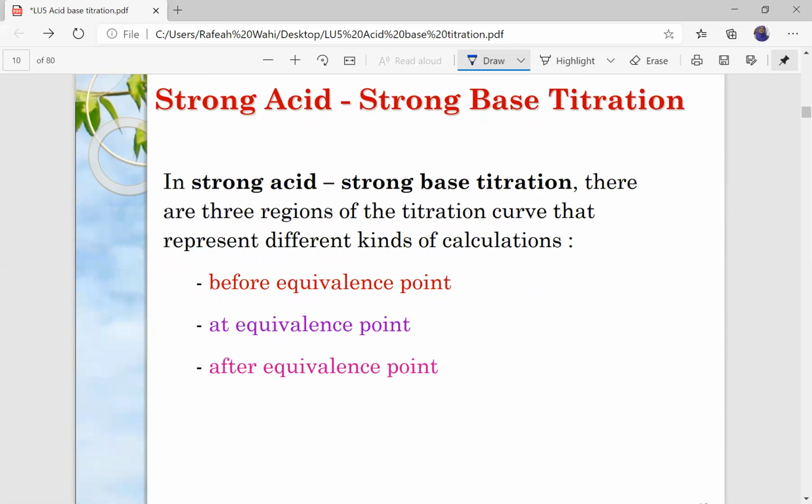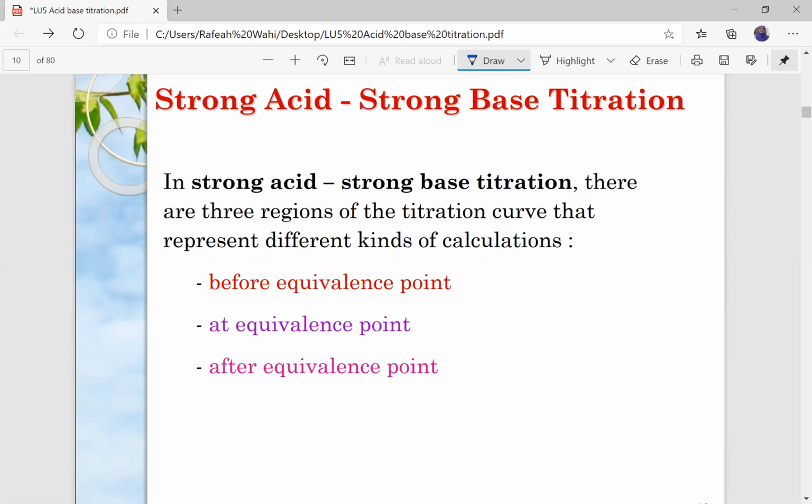Now, let's look at the first type of acid-base titration that we are going to learn in this learning unit, which is the strong acid and strong base titration. In strong acid and strong base titration, there are 3 regions of the titration curve that represent different kinds of calculation.